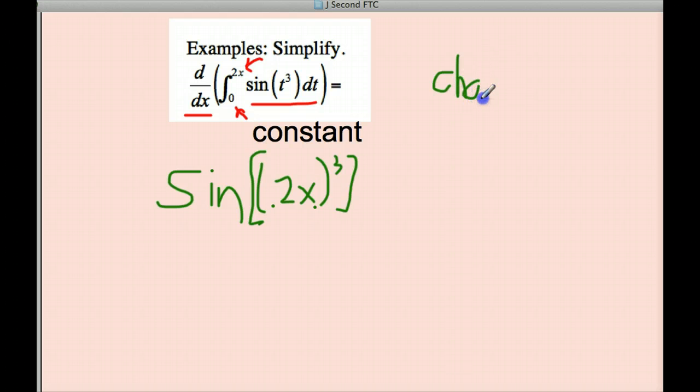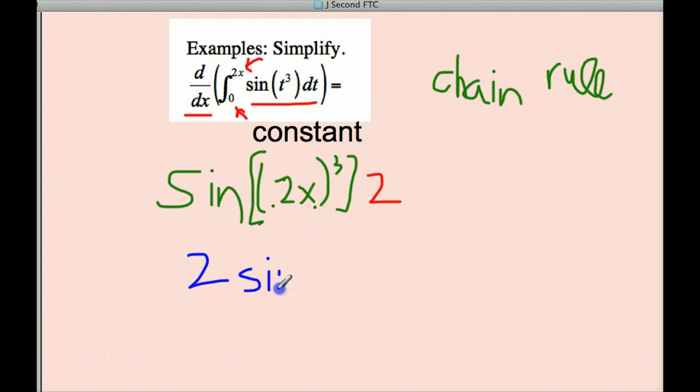So let me write this in. The chain rule must be used in this case because I don't have x by itself. My x is connected to this 2x. So what's the derivative of what's in parentheses? Well, that would be 2. So my final answer in this case would have to be, let's write in blue, 2 sine of parentheses 2 to the third is 8, x to the third is x to the third, and then I'm done.